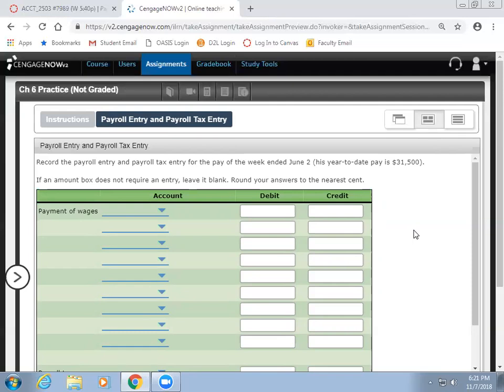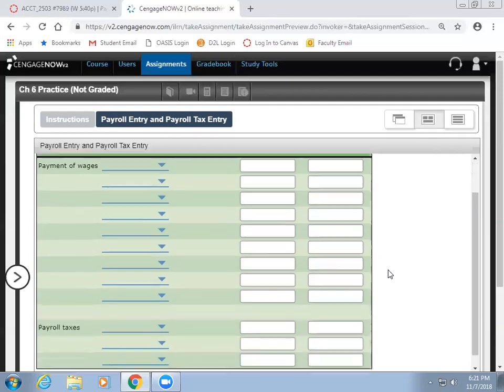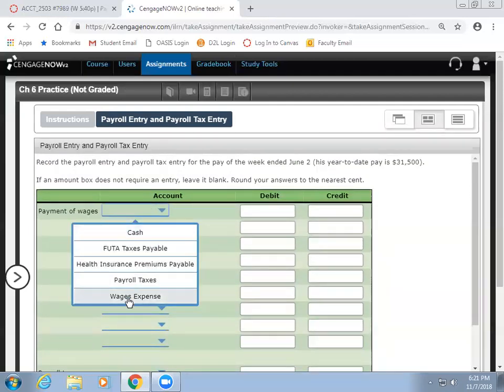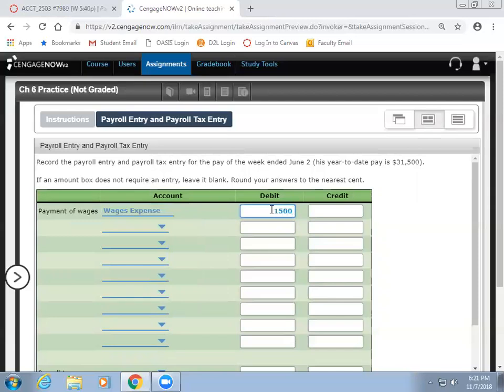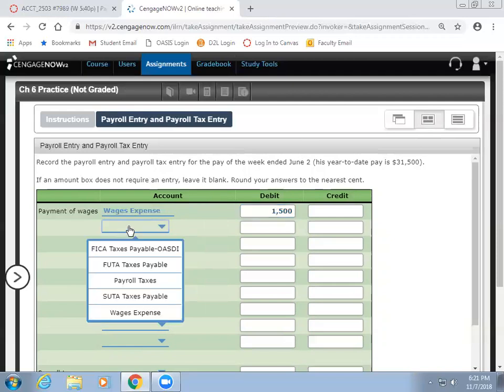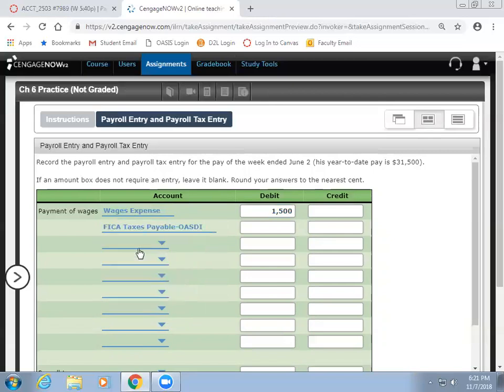So we're really just going to calculate all of his withholdings, including his garnishment, retirement plan, health insurance, and all of that. Okay. So again, when we're doing payment of wages, we always just start with the gross pay. So the wages expense of $1,500. Okay, wages expense of $1,500. And then we just calculate his withholdings, right? So we have FICA taxes payable, OASDI. What did you guys get for that? $93. Very good. So FICA, OASDI, $93.